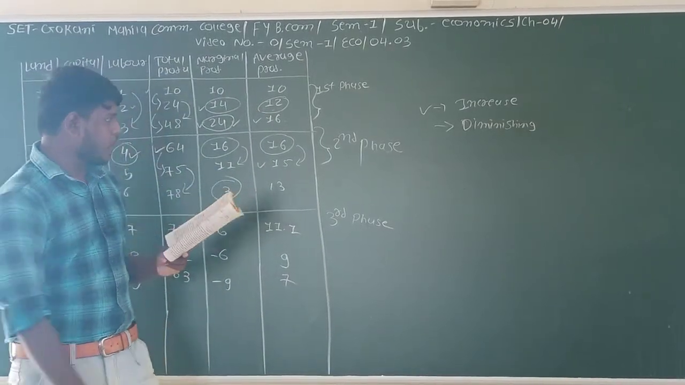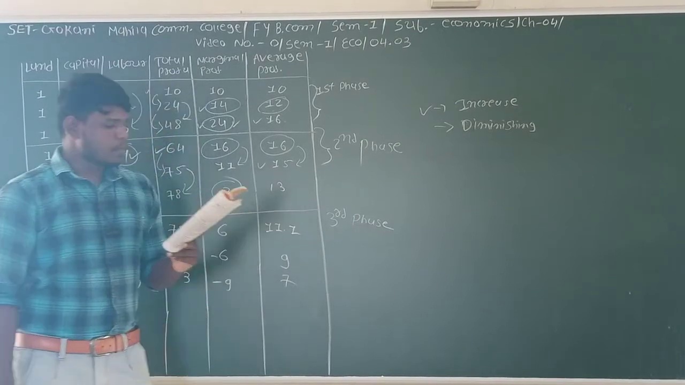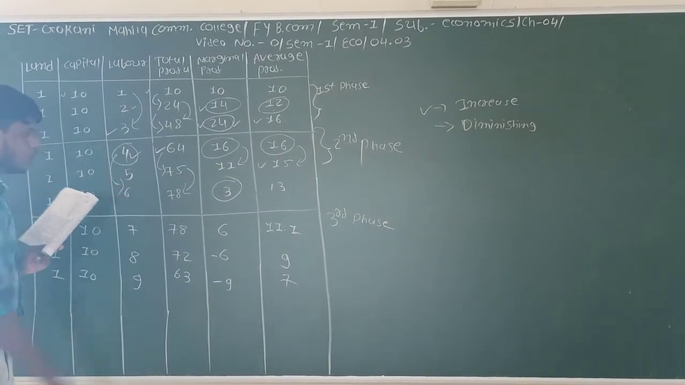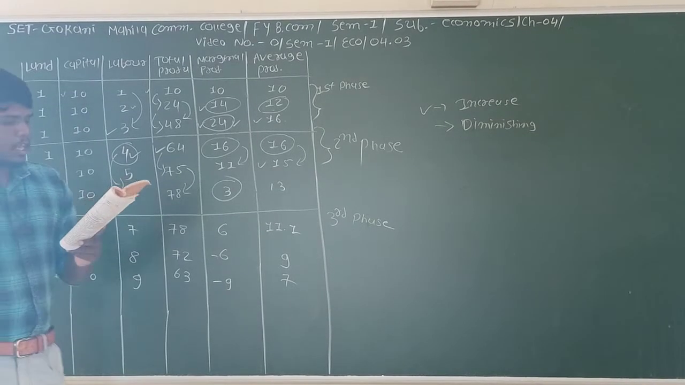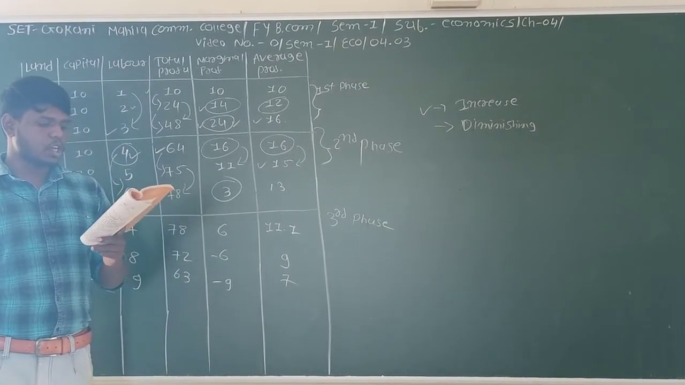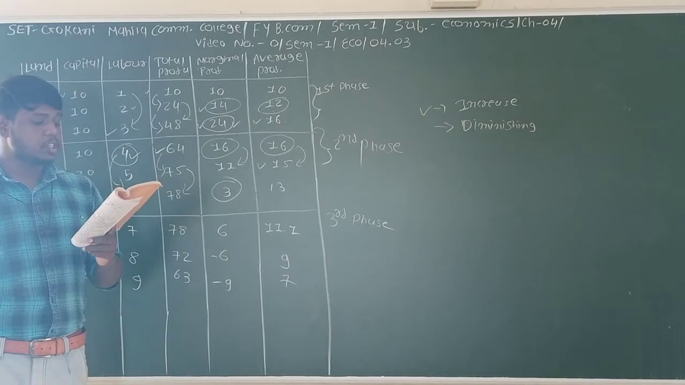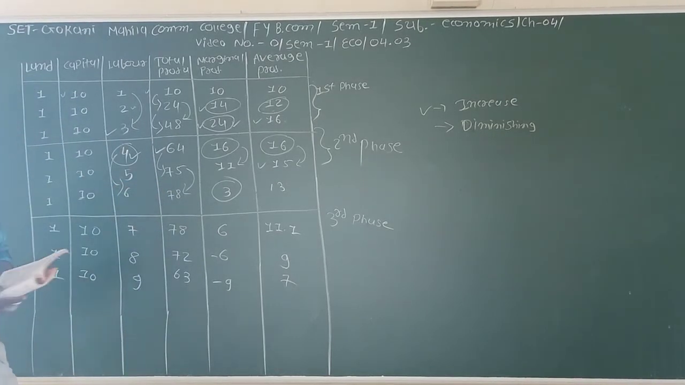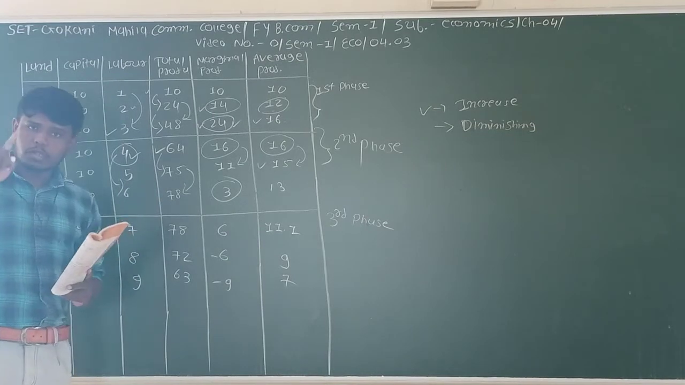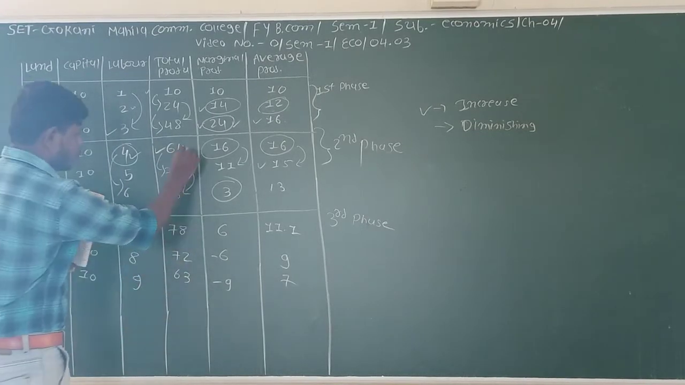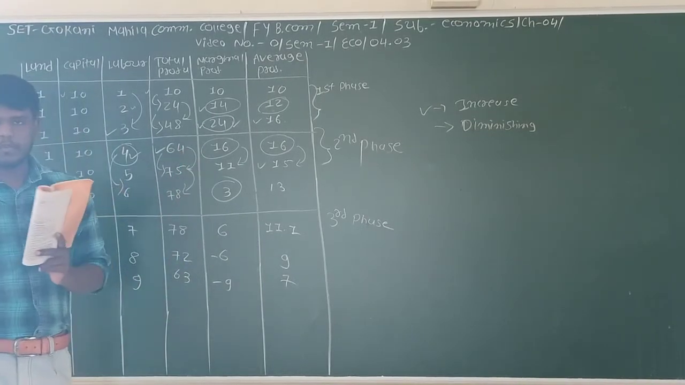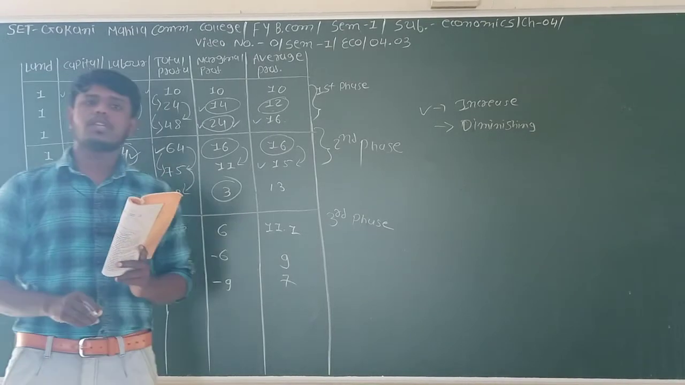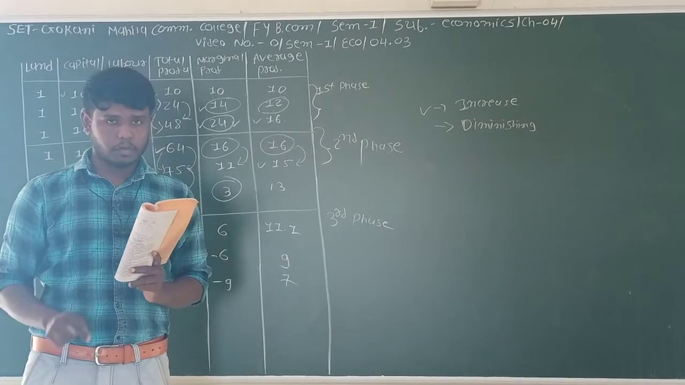After that, in the second phase, labor units are raised from 4 to 6, and total production continues to grow, but there is a decrease in marginal and average production. Here you can clearly see, your total production is in the incremental stage from 64 to 75 and from 75 to 78.